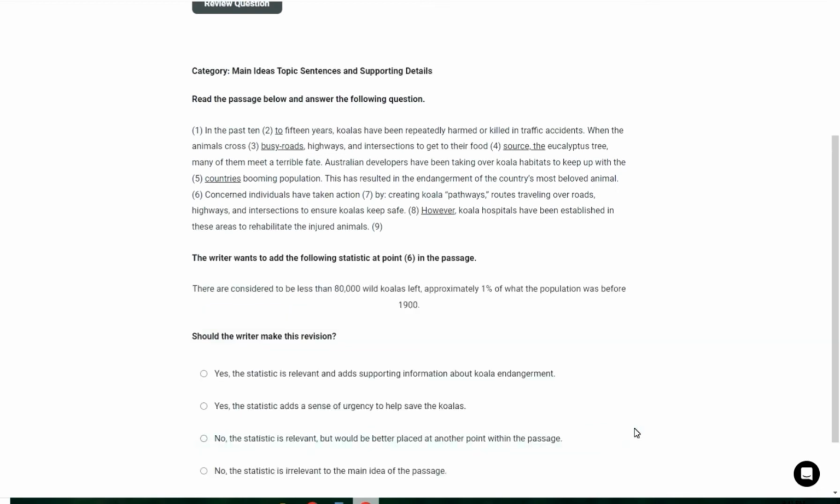The writer wants to add the following statistic at point 6 in the passage: "There are considered to be less than 80,000 wild koalas left, approximately 1% of what the population was before 1900." So we're going to put it right after this: "This has resulted in the endangerment of the country's most beloved animals," and then we're going to plug in the statistic right here. Go ahead and give me your best shot at what you think the answer would be.